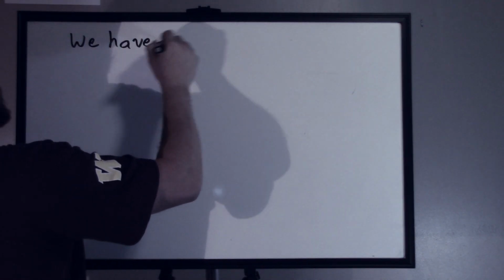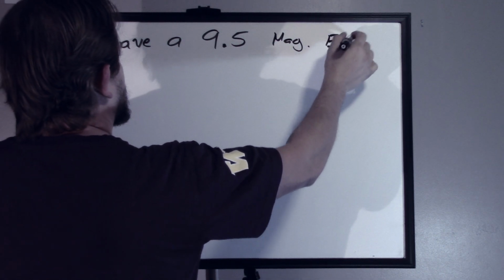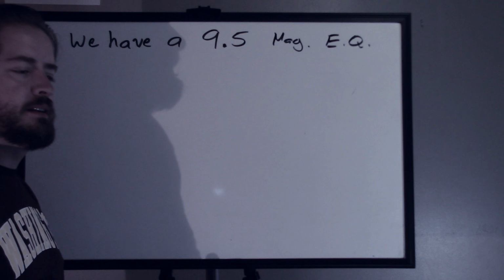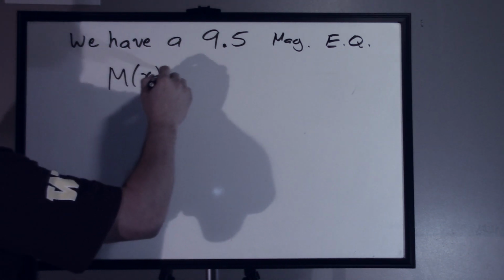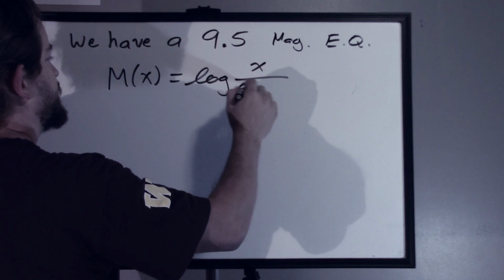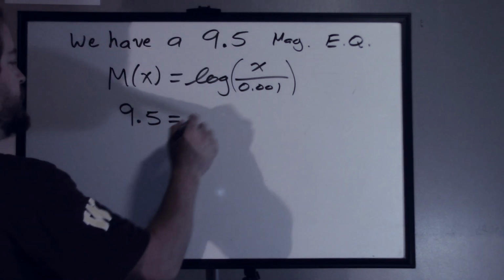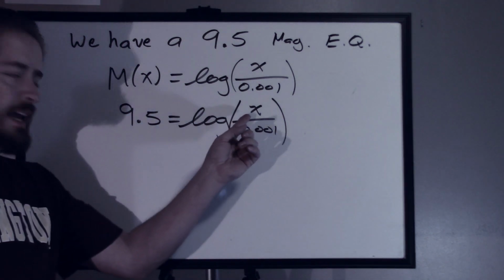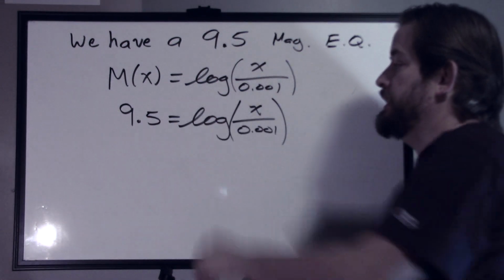All right, let's suppose we have a 9.5 on the Richter scale magnitude earthquake. We want to go backwards and we want to find out how much shaking was happening on that needle in the seismometer. Right? So using this equation, that M of x equals the log of x over 0.001, I know my magnitude is 9.5, so I'll replace the M of x with 9.5. And now I want to solve for this x that's inside the log. Now to get that out of there, I'm going to rewrite this as an exponential. This log is a base 10, so it's 10 raised to the 9.5.